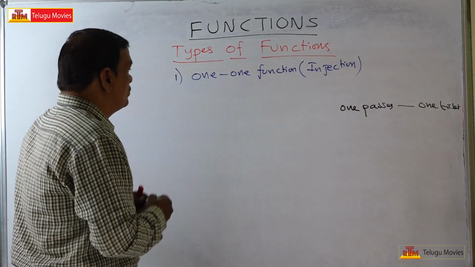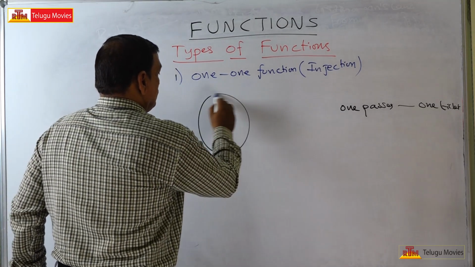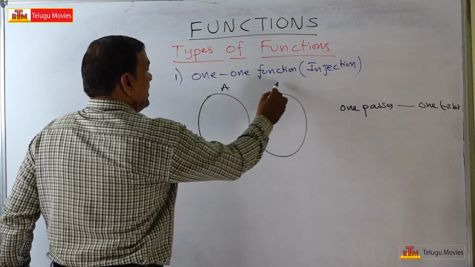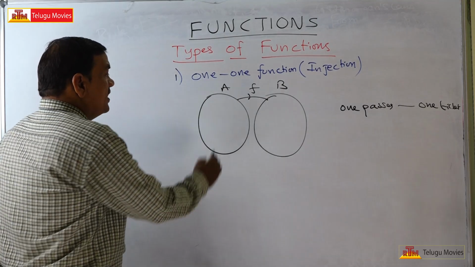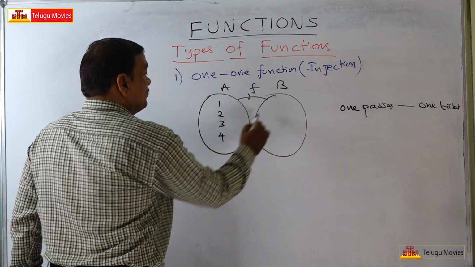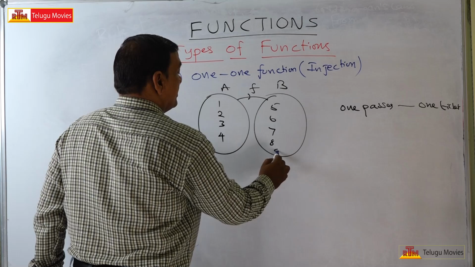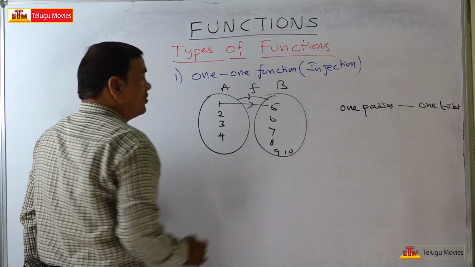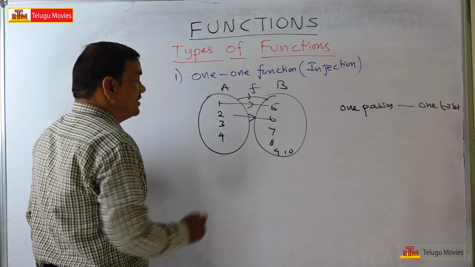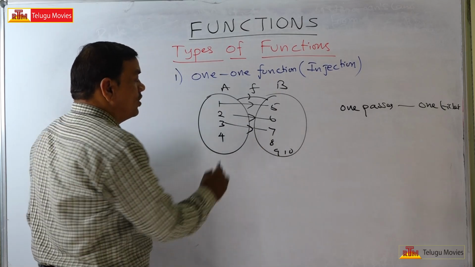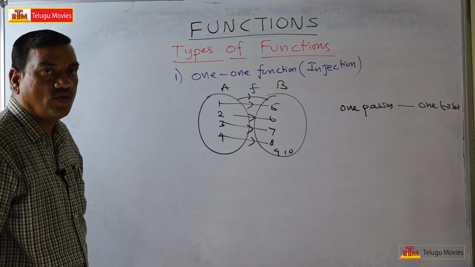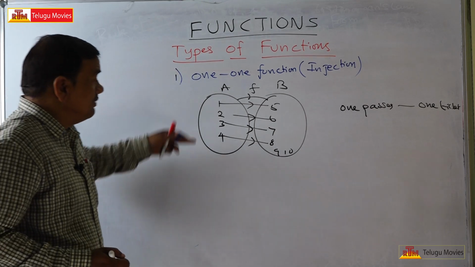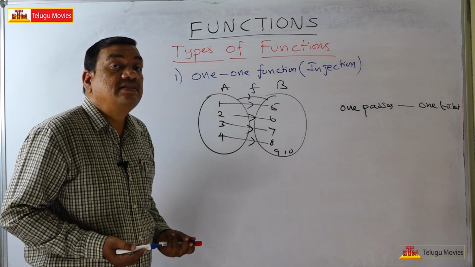Now let us see that in a Venn diagram. Let A, B be sets, and f is a function from A to B. Let us take the elements 1, 2, 3, 4 in A and 5, 6, 7, 8, 9, 10 in B. 1 is mapped onto 5, 2 is mapped onto 6, 3 is mapped onto 7, 4 is mapped onto 8. So it is clearly a one-one function. That means no two elements will have the same image.